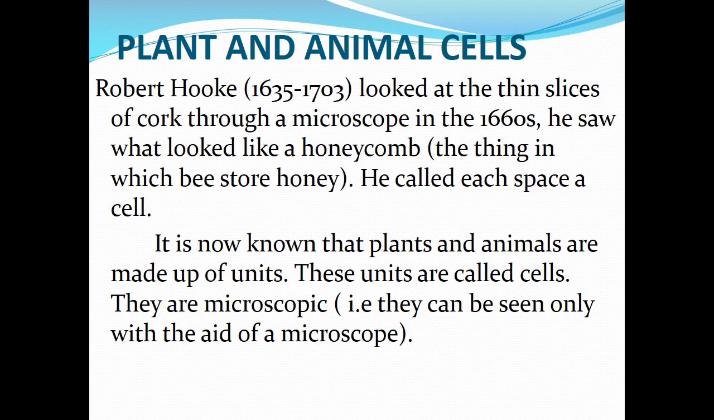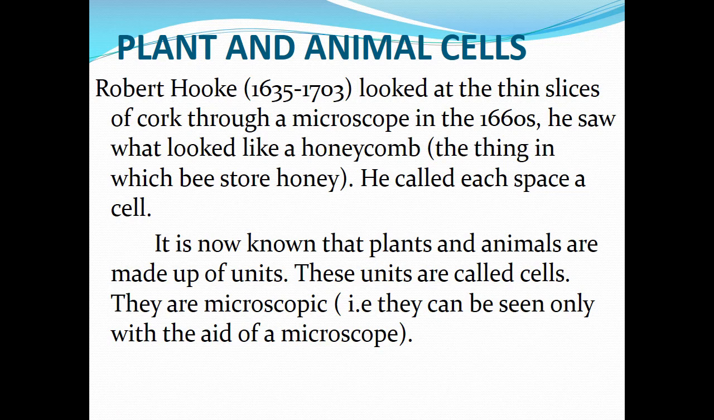In our class today, we'll be looking at plant and animal cells. Today, we'll be considering the cell of plants and the cell of animals. These cells were first discovered by a scientist called Robert Hooke, 1635 to 1703. Robert Hooke looked at a thin slice of cork through a microscope in the 1660s. He saw what looked like a honeycomb, the tin in which bees store honey. He called each space a cell. So Robert Hooke is the first person to discover the cell, and he discovered these cells when he looked at the slice of a cork.